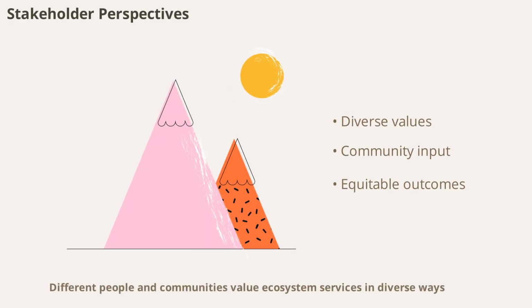Different people and communities value ecosystem services in diverse ways. Farmers may prioritize soil fertility and crop yields, while urban residents might value clean air and recreation. Engaging stakeholders in decision-making ensures that management strategies reflect local needs and preferences, leading to more effective and equitable outcomes.